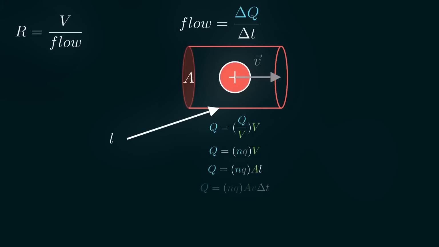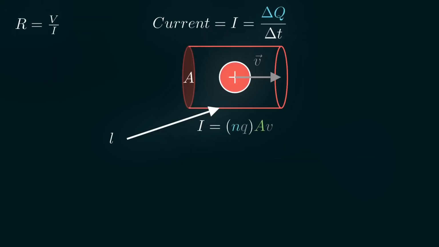Now why did we go through all this rewriting? Well, it's because now we could just divide both sides by the change in time. And now we'll get that the flow, which is the change in charge over change in time, equals the number of charge carriers, N, times the charge on each of those carriers, Q, times the cross-sectional area of the wire, A, times the velocity of each charge carrier, V. And by the way, this flow is also called current.